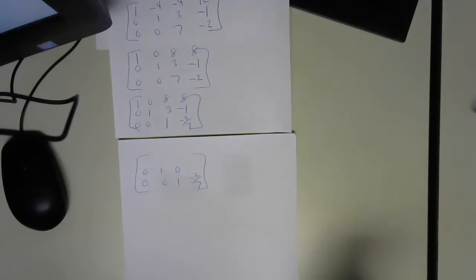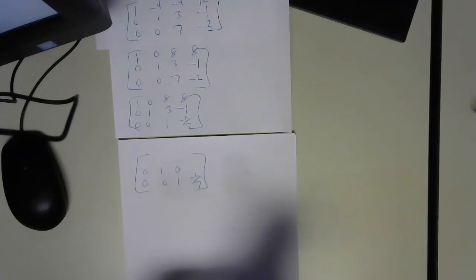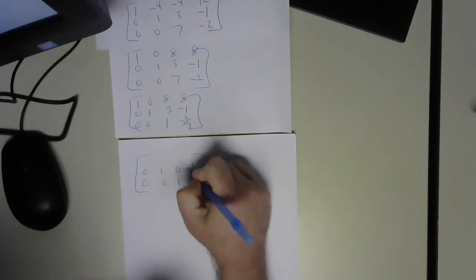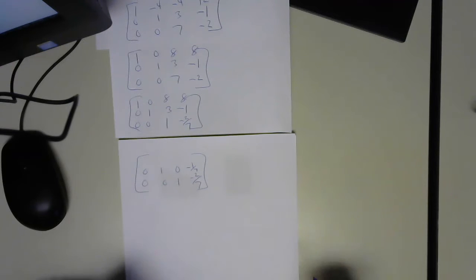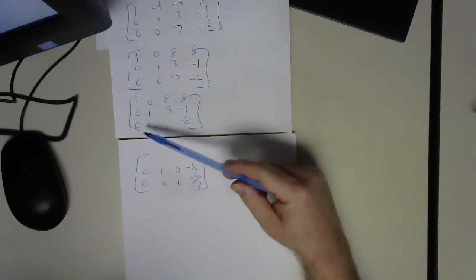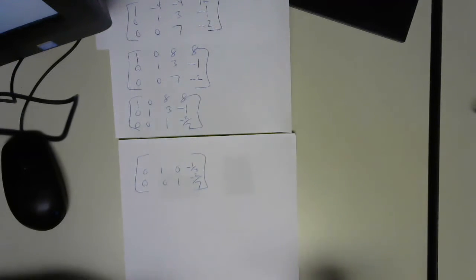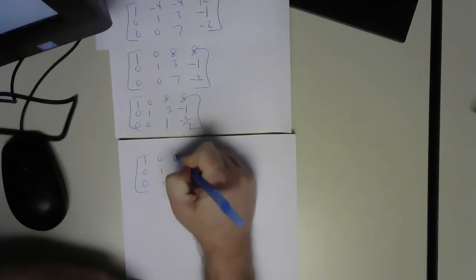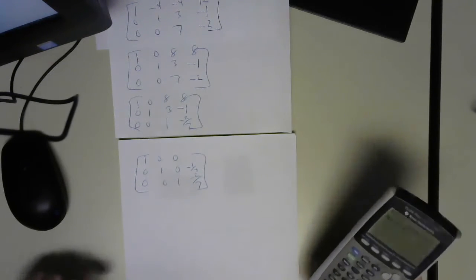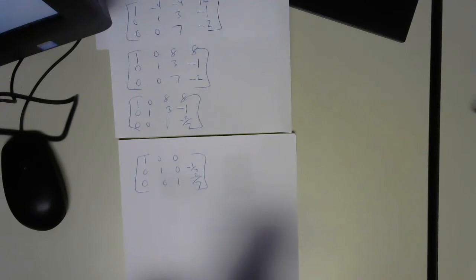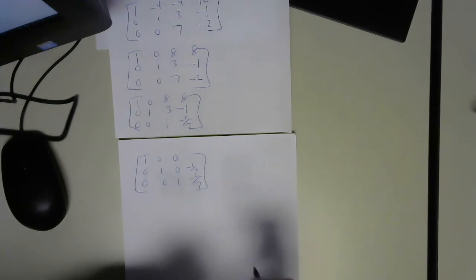And I'm going to use a calculator for the last part. Looks like negative 1/7 is what I get there. And I'm going to go ahead and do this in one step. I'm going to change the 8 to a 0 too by multiplying the third row by negative 8 and adding it to the first row. So that'll make that a 0. Using a calculator here too, but it looks like 72 sevens.